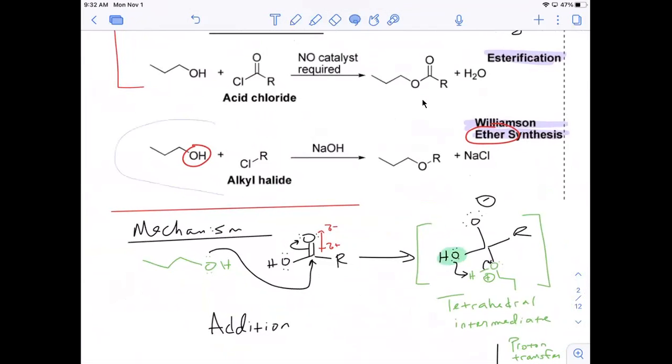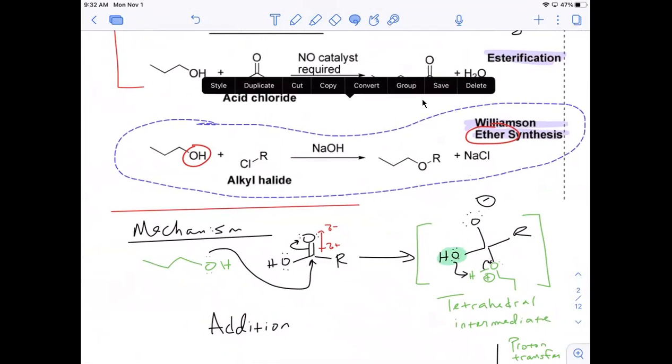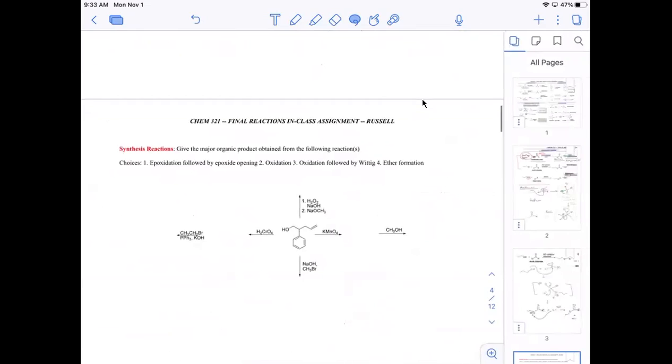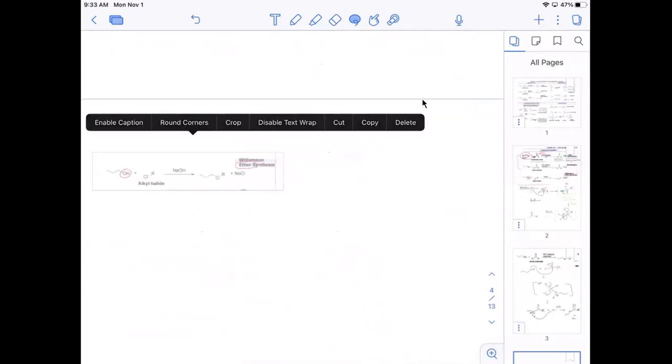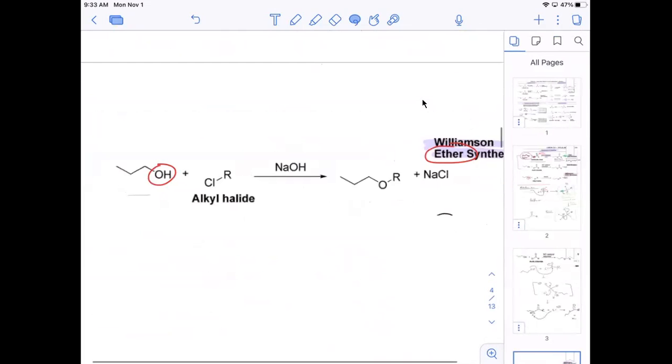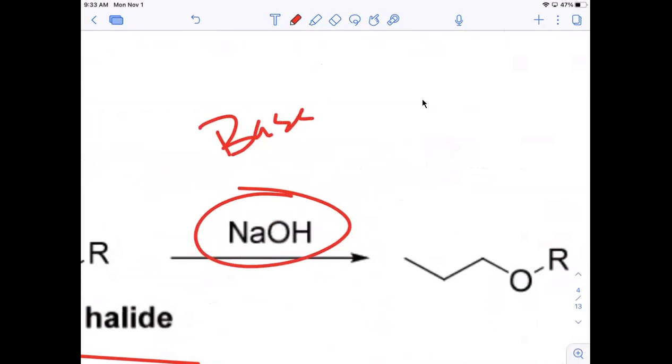This is a very basic mechanism. We actually did this when we were studying nucleophiles and electrophiles in part 1, but we're going to walk through it. So these are your reagents. You have an alcohol, you have an alkyl halide, and the presence of a base. You need a base. The base is there to deprotonate the alcohol.